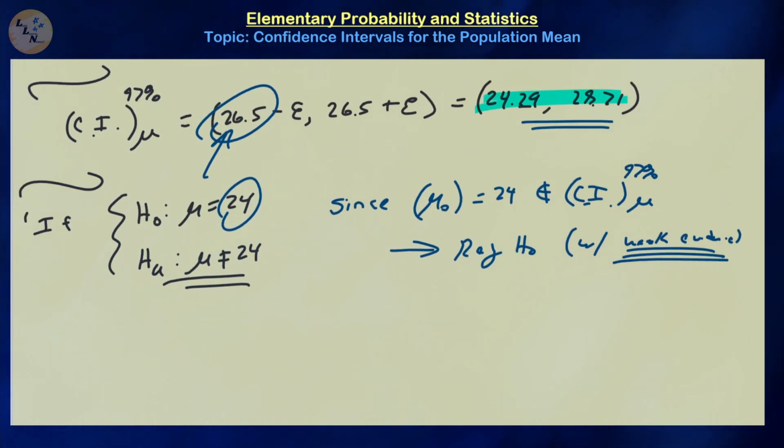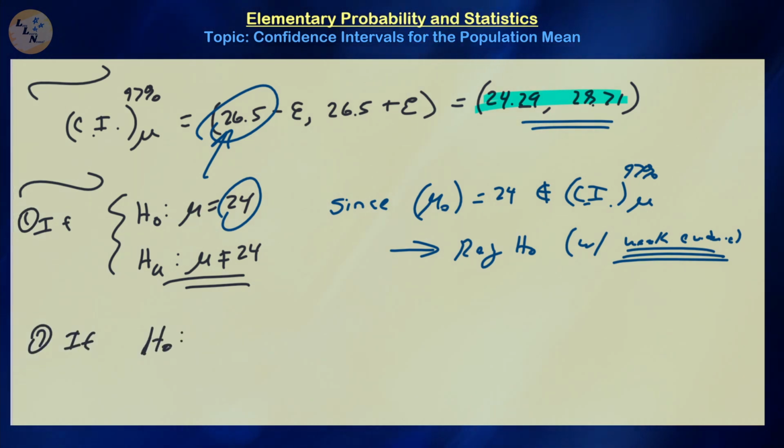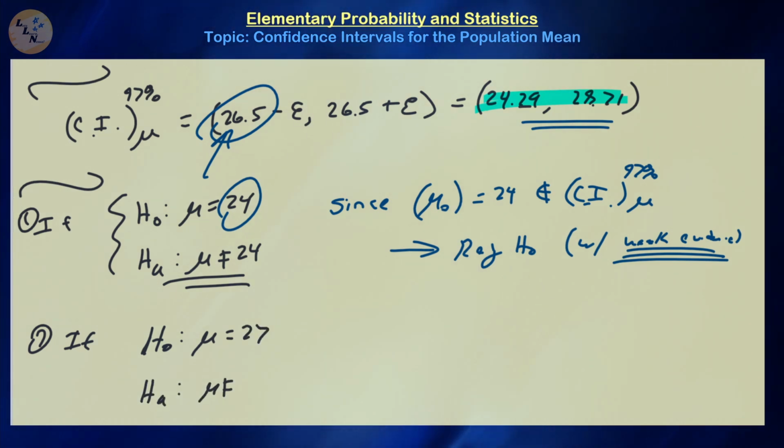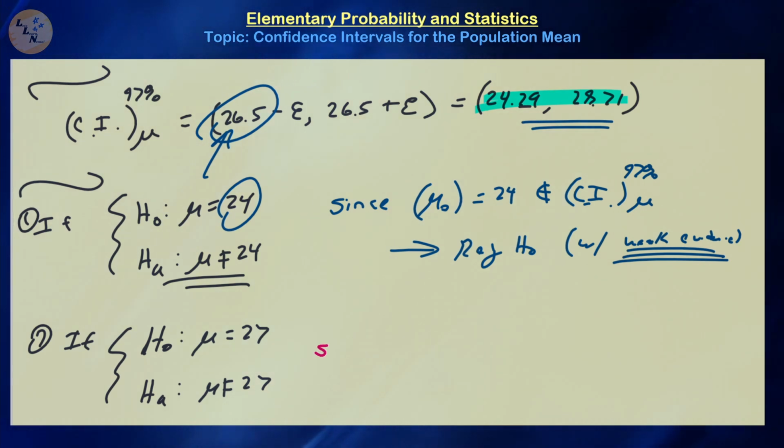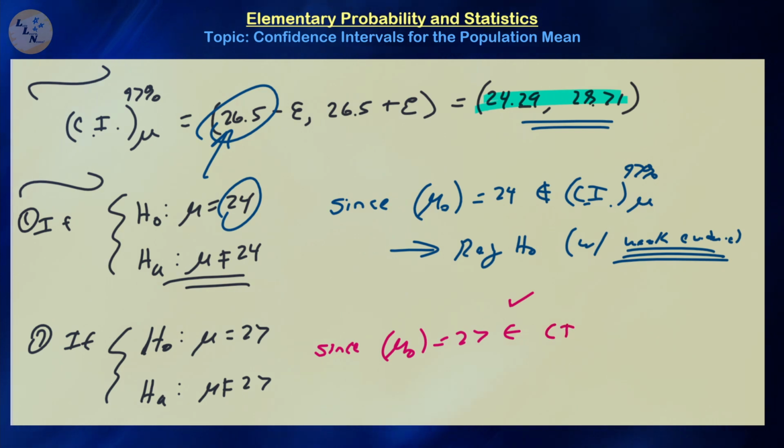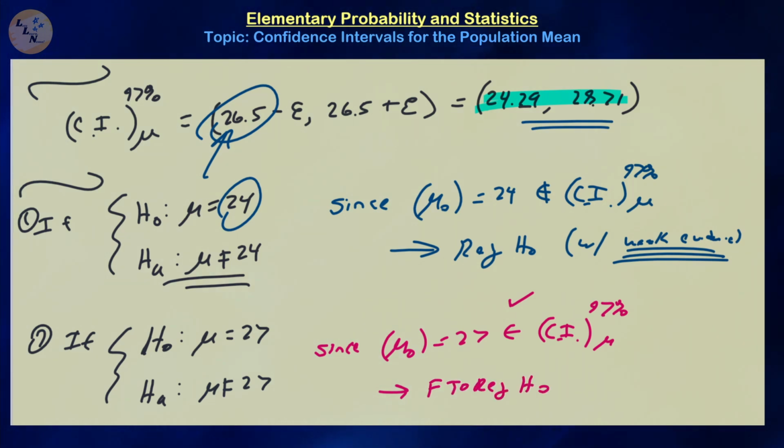So that's of course scenario 1. Let's do another scenario. Let's assume that the null hypothesis was that mu is equal to 27. So two-sided alternative, mu is not equal to 27. So what would we say here? Since the claimed value of mu, which is 27, would belong to our confidence interval, right? That means our evidence agrees with their claim. That means we're going to be failing to reject the null hypothesis.